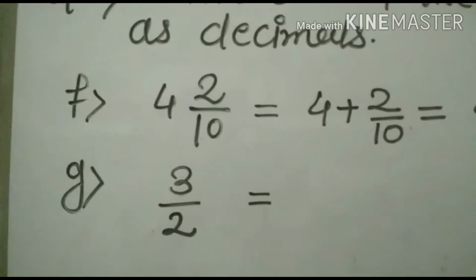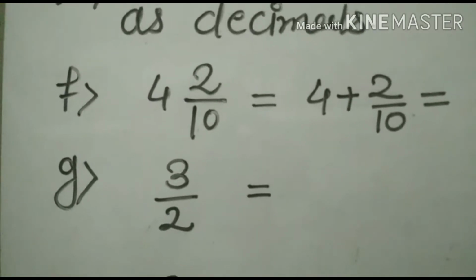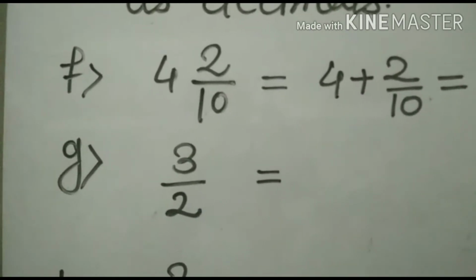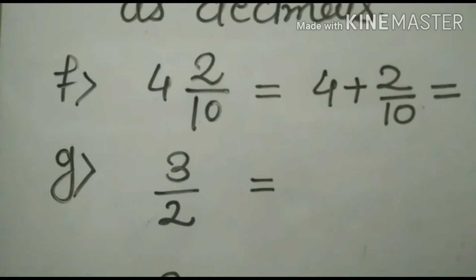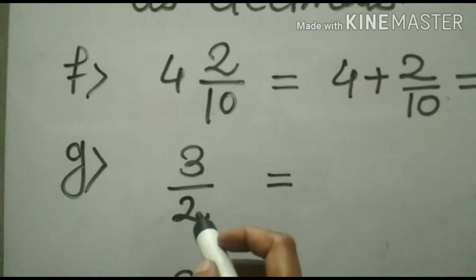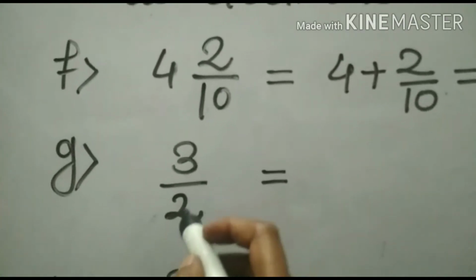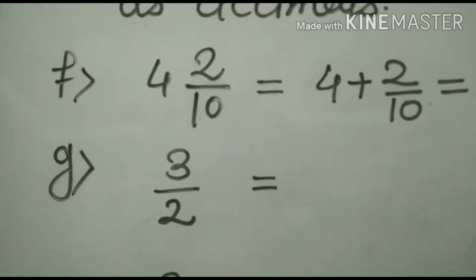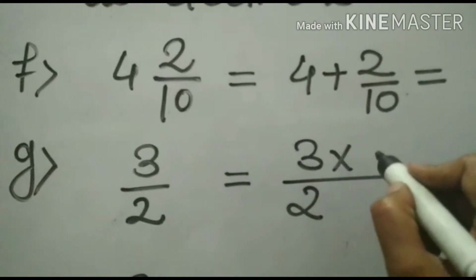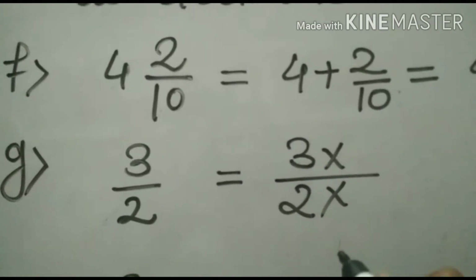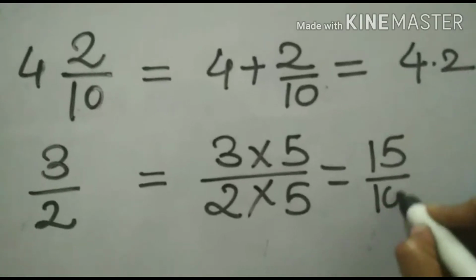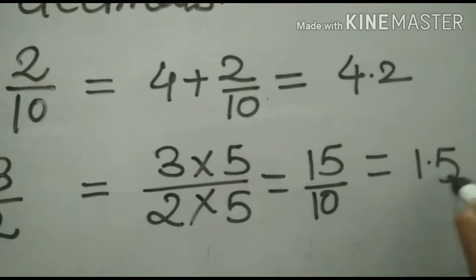3 by 2 is the fraction form and again we have to convert it into decimal form. But before converting it into decimal, first we have to make the denominator 10, because the nearest number of 2 is 10, having 0 at the end, right? So to make the denominator 10, we need to multiply the denominator by 5. Now since the denominator is getting multiplied by 5, the numerator needs to be multiplied by 5. So here you can see I am going to multiply numerator and denominator both by the same number 5. So it will be 15 by 10 now, right? And 15 by 10 is nothing but 1.5 in decimal.